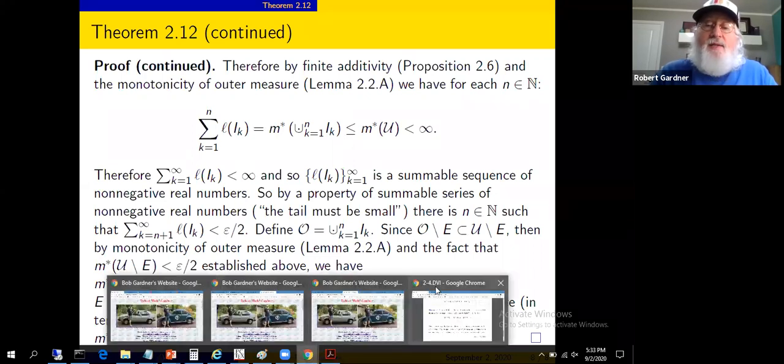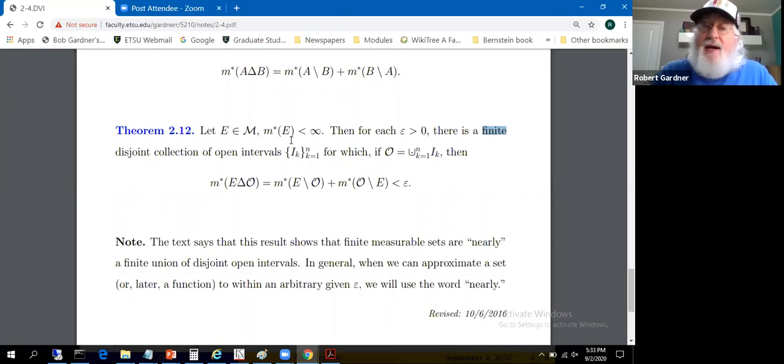So we're doing an approximation of a finite outer measure measurable set with an open set. And we can make that open set as close as you'd like, except for within 0, in a symmetric difference sense. The outer measure of the symmetric difference can be as small as you like. And we did it with an open set that consisted only of a finite union of open intervals. And we saw ultimately we chose them such that they were disjoint. And that's what we'll mean by nearly later on.